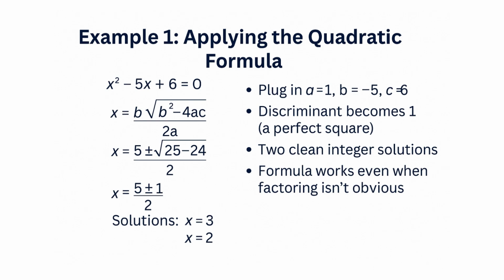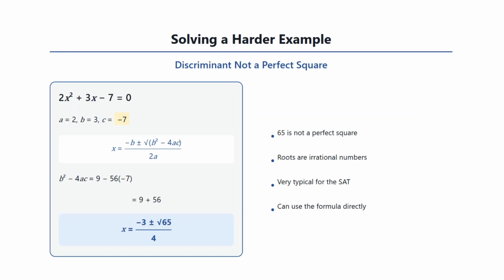This example shows how the quadratic formula produces clean solutions even when the expression does not factor easily at first glance. Now let's try a more challenging example where the discriminant is not a perfect square. Suppose we have 2x squared plus 3x minus 7 equals 0. Here, a equals 2, b equals 3, and c equals negative 7.